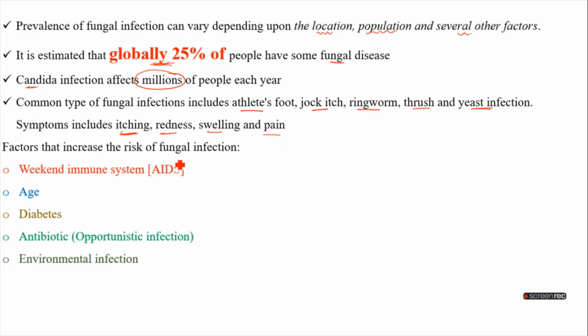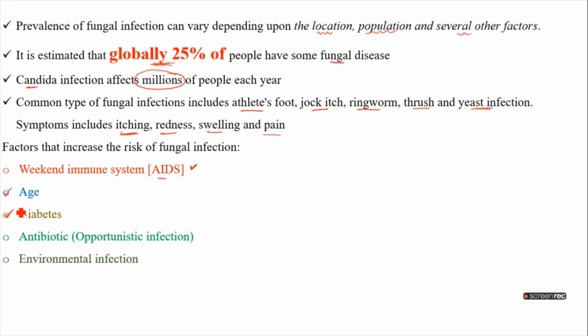The factors that increase the risk of fungal infection include a weakened immune system. अभी मैं आपके साथ डिस्कस कर रहा हूँ. In case of AIDS patients, basically what happens is their immune system has been compromised. So in such cases, fungal infection will be more as compared to a normal individual. Age is one of the factors, that is when a person gets old, their immunity is compromised. That's why the chance of having fungal infection increases.